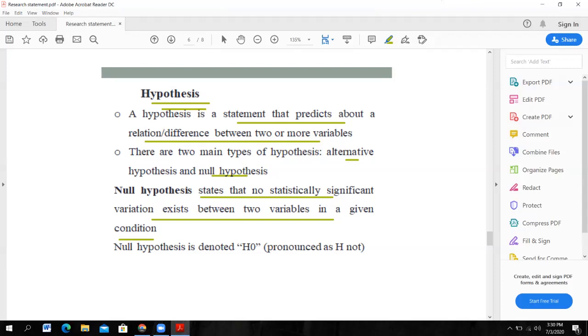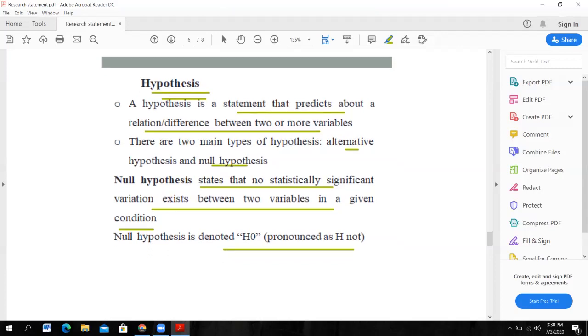Null hypothesis is denoted by H0, pronounced H naught. And null hypothesis means that the two variables which are used in the research study have no differences. There is no difference, no statistical difference, no statistical variation between the variables in the research study.